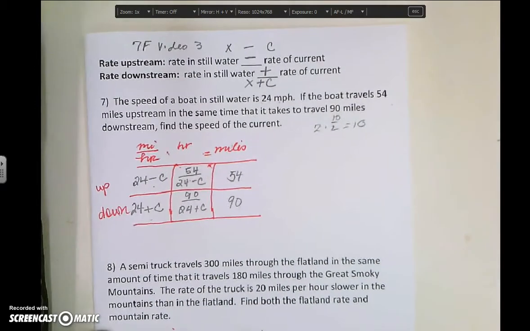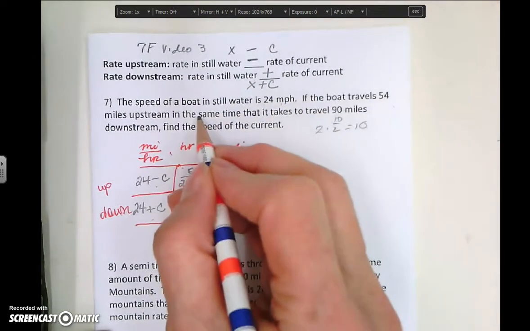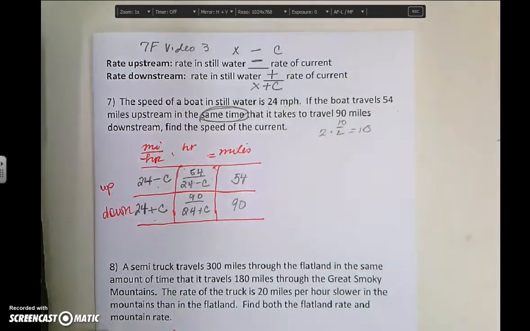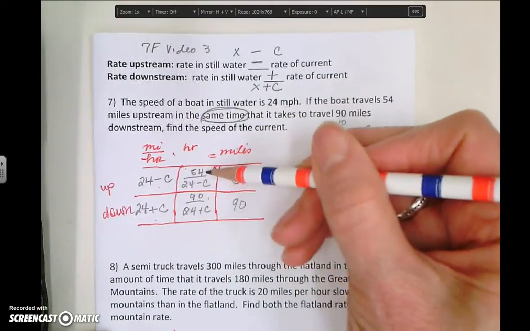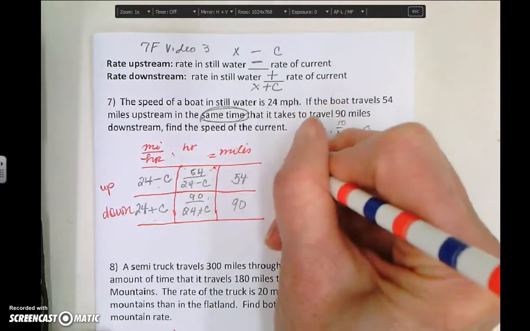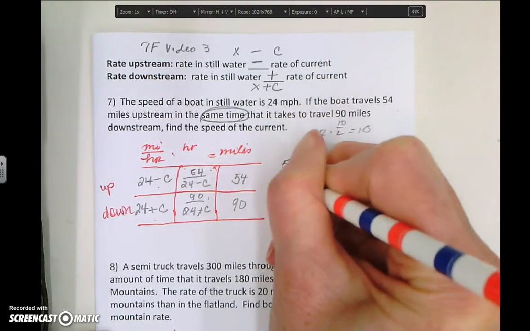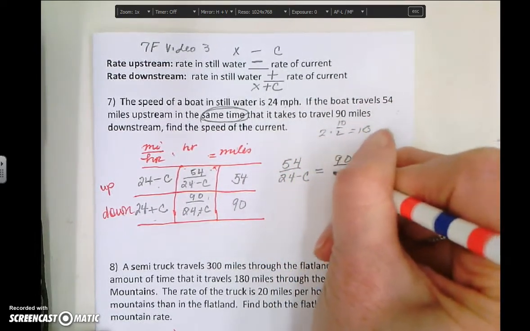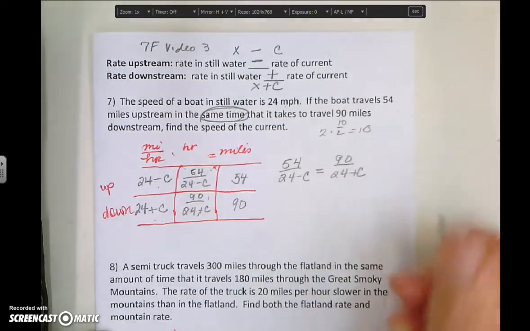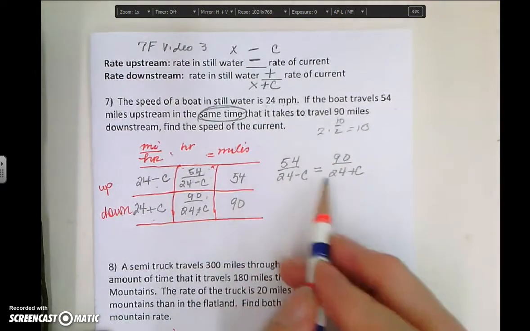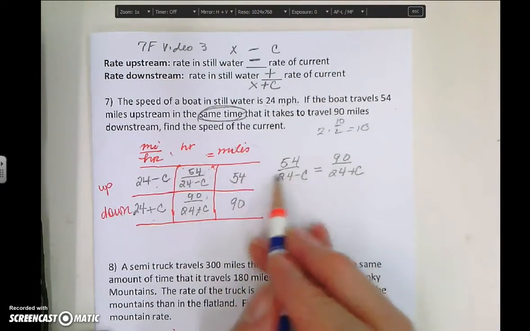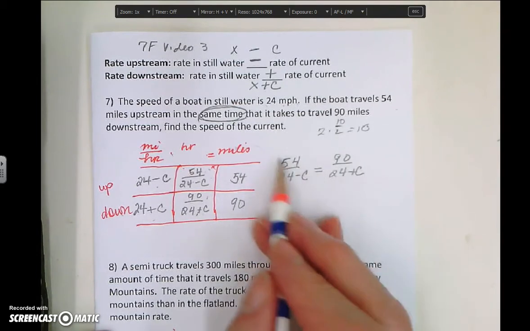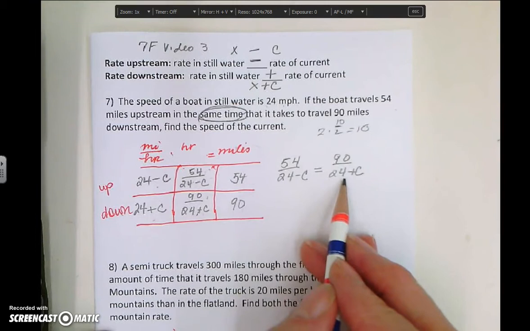So now we need to make an equation, and our equation is going to come from this right here. They have the same time. It takes the same time. So that means that these two things are equal, the same number of hours both ways. So I'm going to make the equation and say 54 over 24 minus c is equal to 90 over 24 plus c. Now this is a proportion, so we could multiply by the common denominator, which is this times this, or we could just multiply across the diagonal.